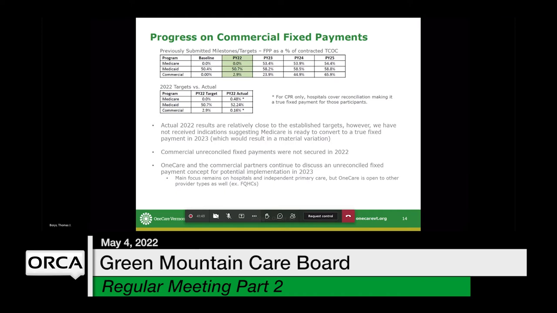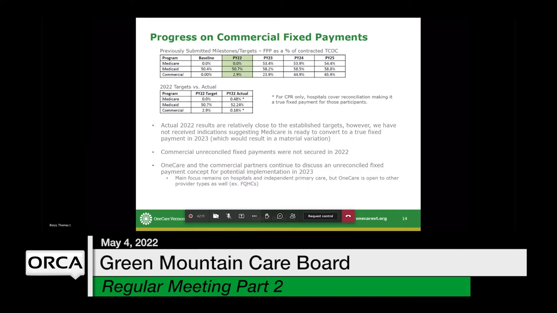We did not secure unreconciled fixed payments in our 2022 negotiations with commercial insurers. However, we continue to have discussions with them, and there's a lot of work left, but we're really trying to get something up, or at least take a step forward in 2023, where we can start to chip away and get closer to that target that we outlined previously.